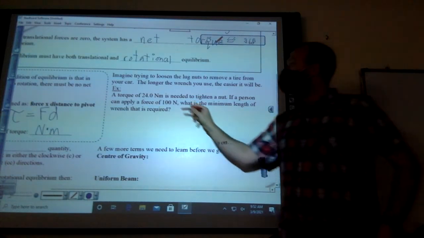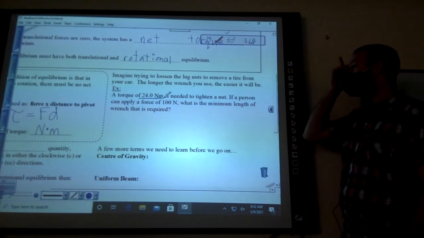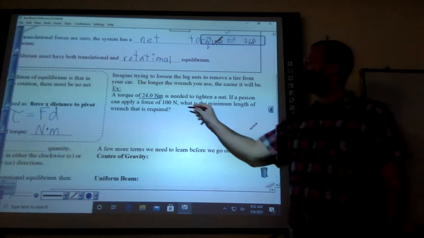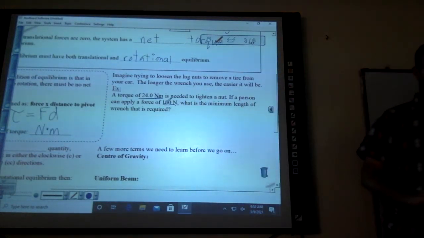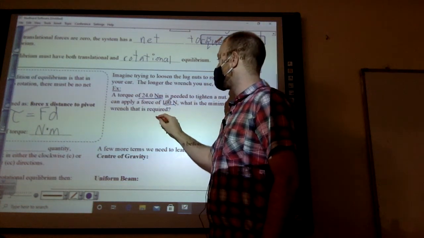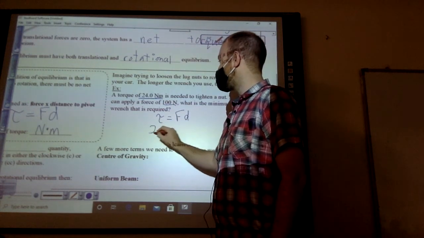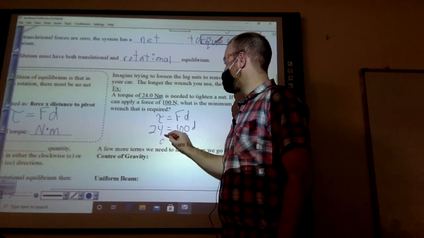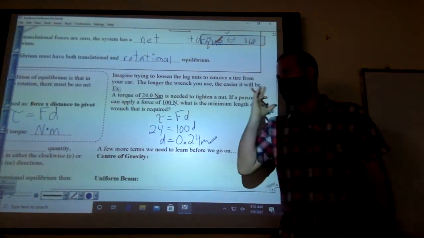So if we need this amount of torque, 24 Newton meters, in order to tighten one of these lug nuts, and you can apply a force of 100 newtons, what's the minimum length of the wrench that is required for this? So we have the equation, we can just solve this. Torque equals force times distance. We have the torque, we have the force. So the distance is going to be 0.24 meters or 24 centimeters.